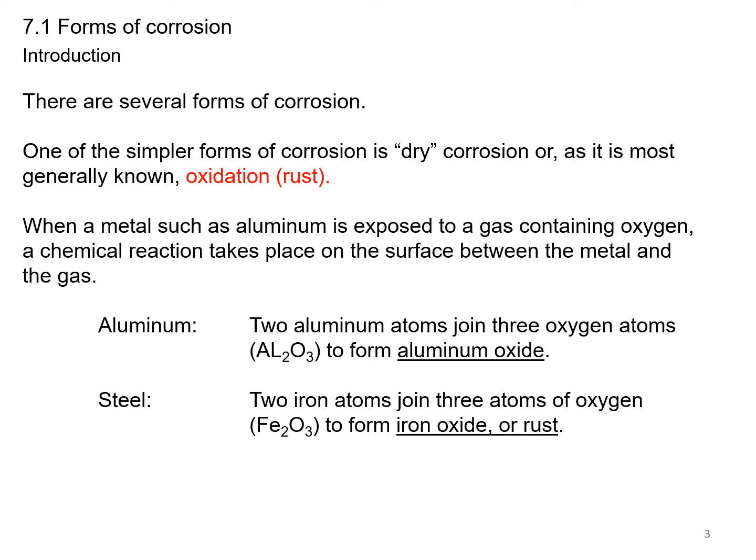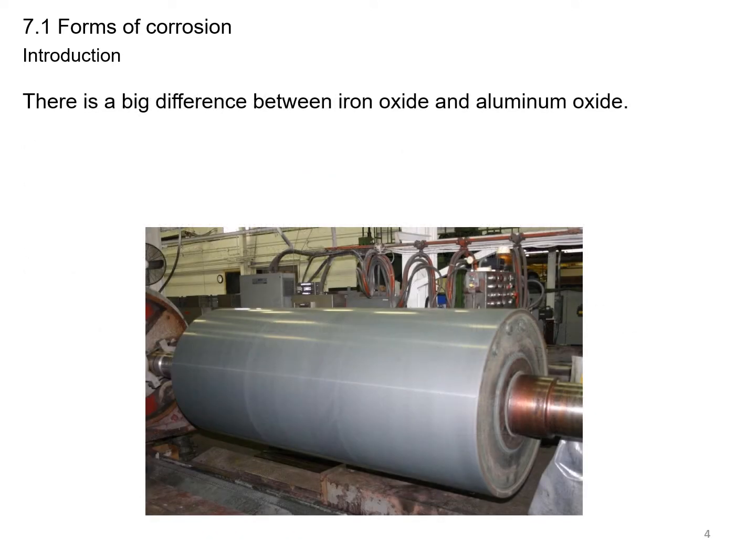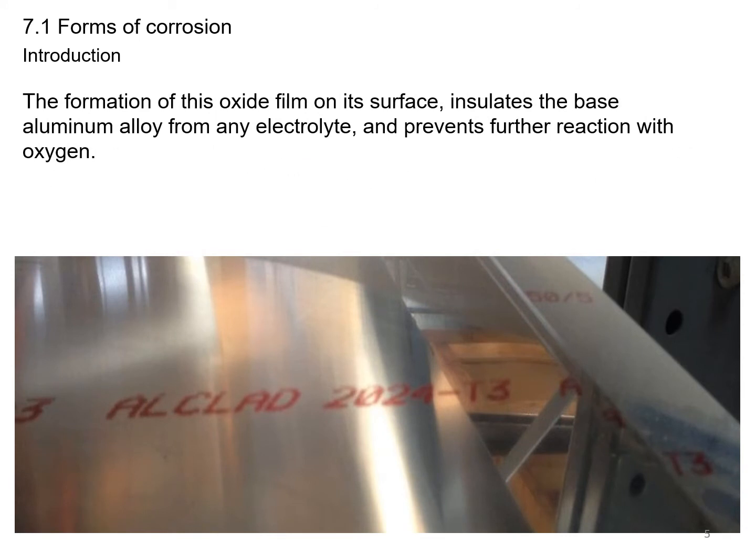Iron oxide on steel we refer to as rust, and on aluminum we refer to it as oxide or oxidation. There's a big difference between iron oxide and aluminum oxide. The film of aluminum oxide is unbroken or impervious, and therefore, once it has formed, further reaction with oxygen slows dramatically, protecting the aluminum. The formation of oxide film on the surface insulates the base aluminum alloy from any electrolytes and prevents further reactions with oxygen.